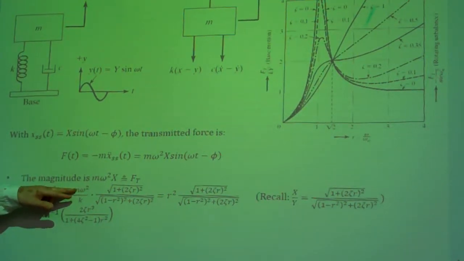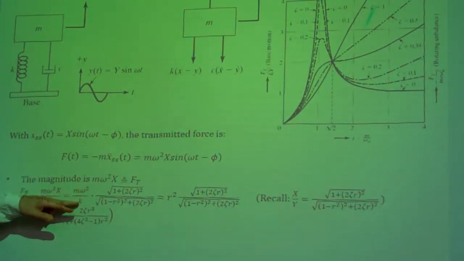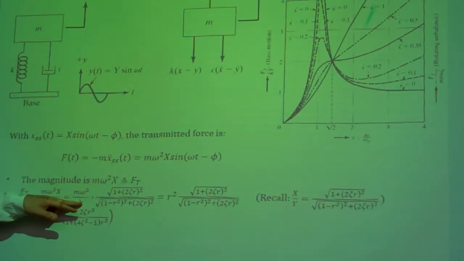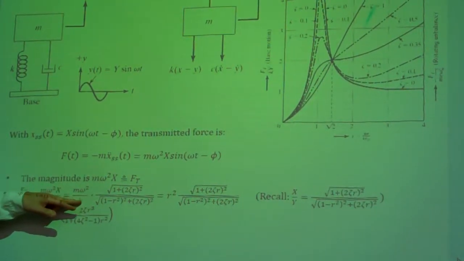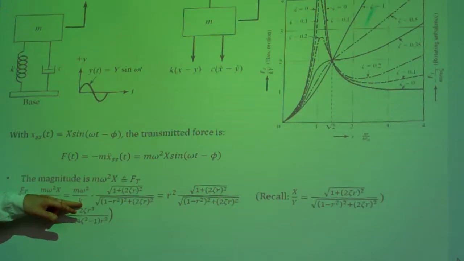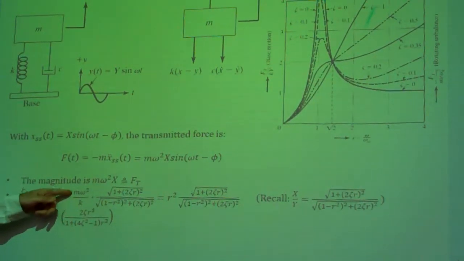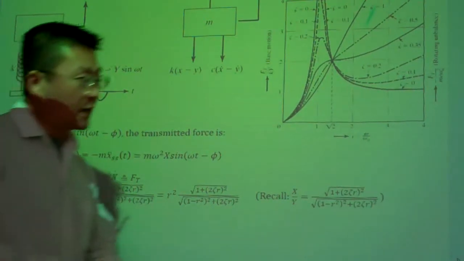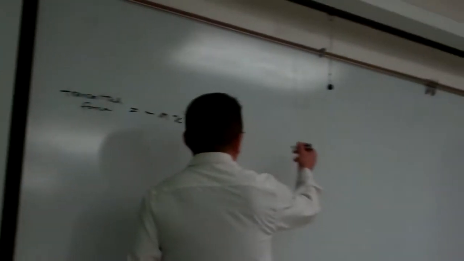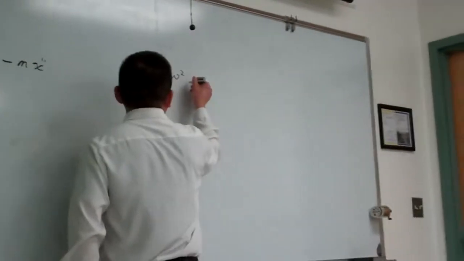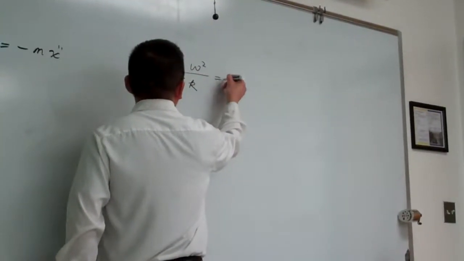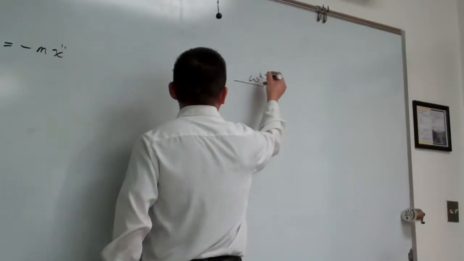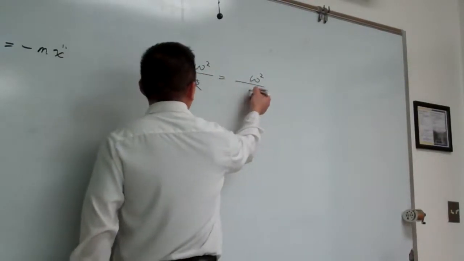Here, if we move the m to the denominator, basically m over k or k over m here is equal to omega n squared. So this whole term is actually equal to this one. Can you see that? m omega squared divided by k. This one is equal to omega squared, and then we move the m to the denominator here.